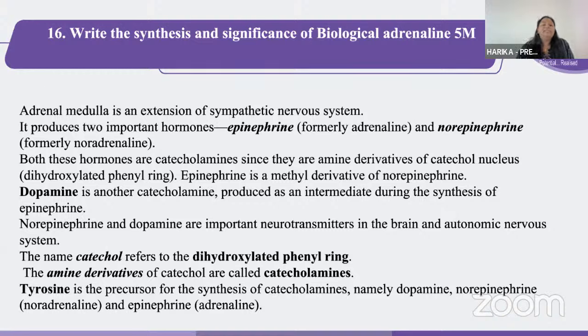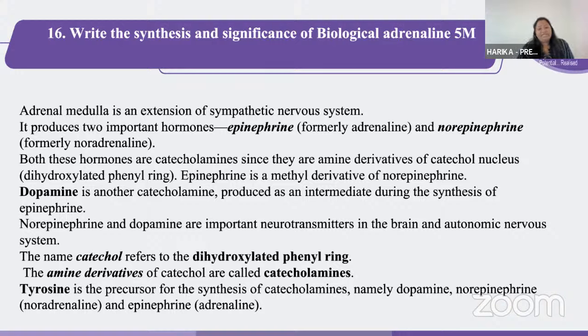Okay. Adrenal medulla is an extension of the sympathetic nervous system. So it produces mainly 2 important hormones, which are epinephrine, or you can call it adrenaline, and norepinephrine, or noradrenaline. These are the 2 important hormones secreted by adrenal medulla. These hormones come under catecholamines, as they are amine derivatives of the catechol nucleus. This catechol nucleus is nothing but a dihydroxylated phenyl ring.